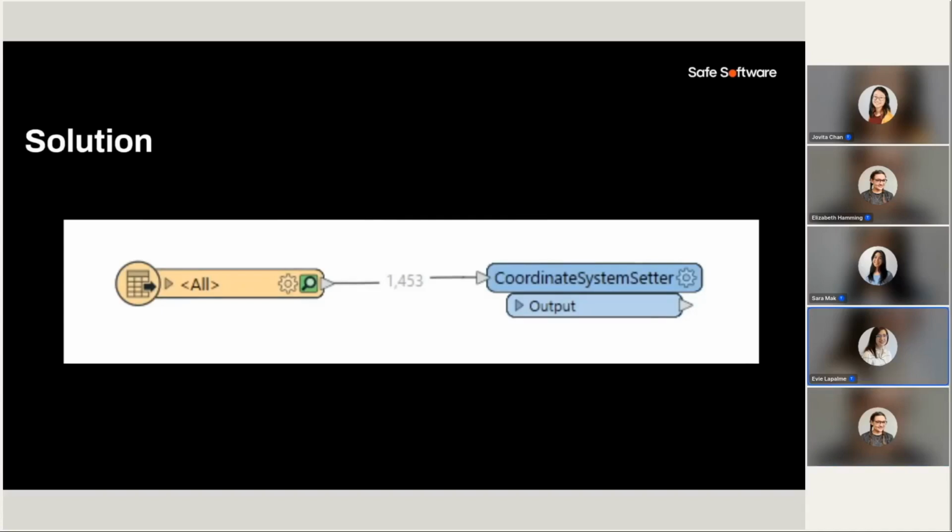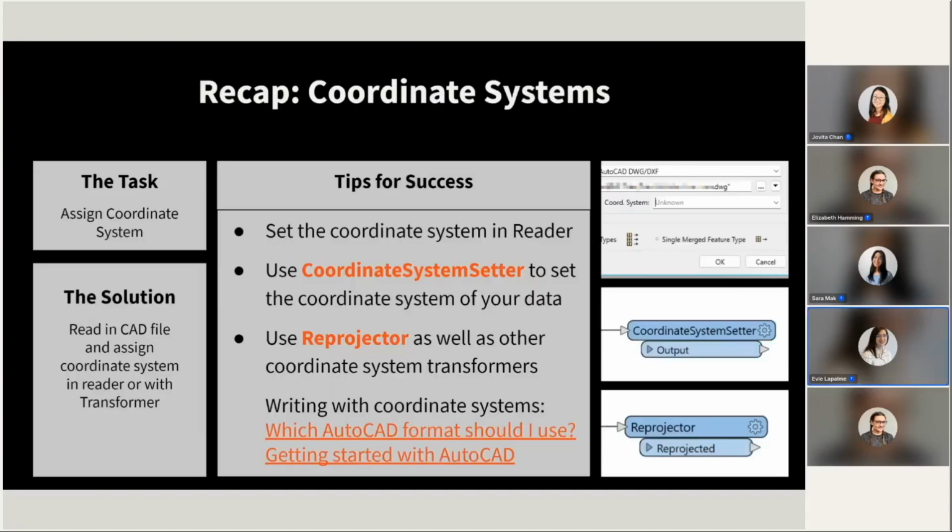So if you ever forget and you're just loading it in and press OK too soon, you can always set it later. That's no worries. Yeah, so this recap here, the task was to assign coordinate systems. And the tips for success is that you can set it in the reader. You can use the coordinate system setter to set the coordinate system of your data.